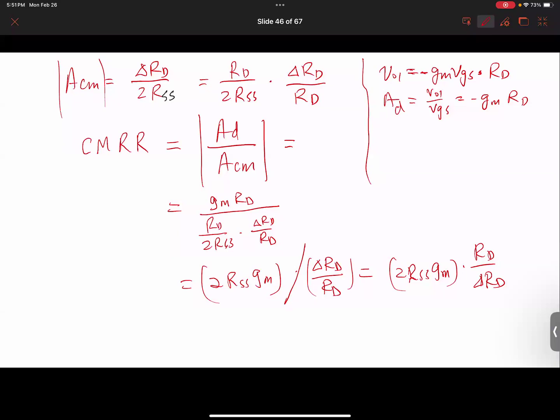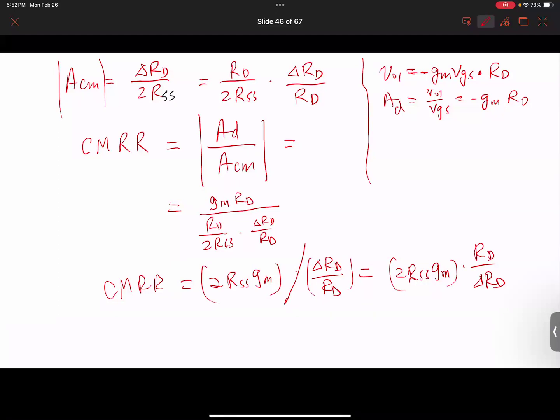Now, this is very important at this point because ΔRD is typically a very small number, 1% for example, maybe less. RD is a large number. So 1% means you divide by 1%. So RD over ΔRD gives you 100. So 100 times this, it becomes a very large number.